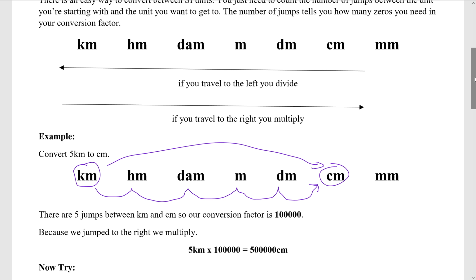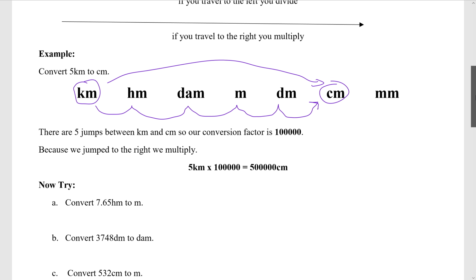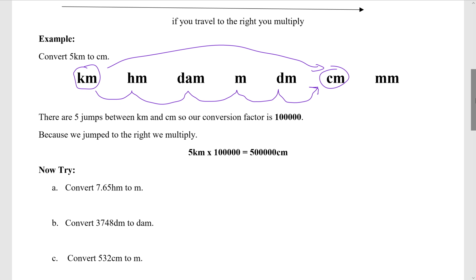Now I want you to try it. You're going to convert each one of these to their corresponding SI measurements. The first one we're doing is 7.65 hectometers to meters. You're going to use the indicators up above, figure out your jumps to figure out what you're multiplying by. So take a moment, you can pause the video and give these 3 problems a try.